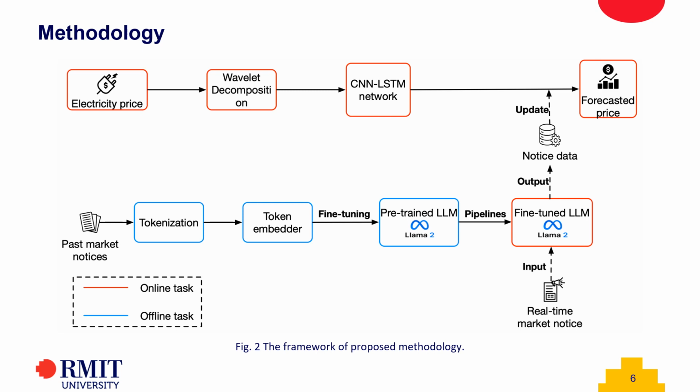In this diagram, you can see the offline tasks are highlighted in blue, while the online tasks are highlighted in red.